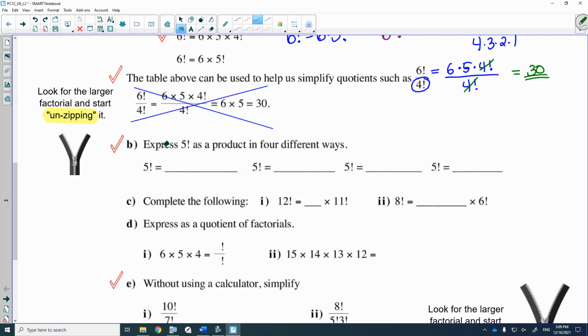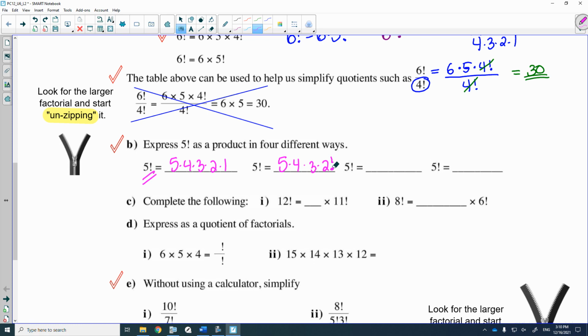Okay, let's look at this one. Express 5 factorial as a product in 4 different ways. So we know that 5 factorial, if you unzip that, is 5 times 4 times 3 times 2 times 1. Or if I don't want to go all the way down, 5 factorial is the same thing as 5 times 4 times 3 times 2. If I want to stop here, I put the factorial.